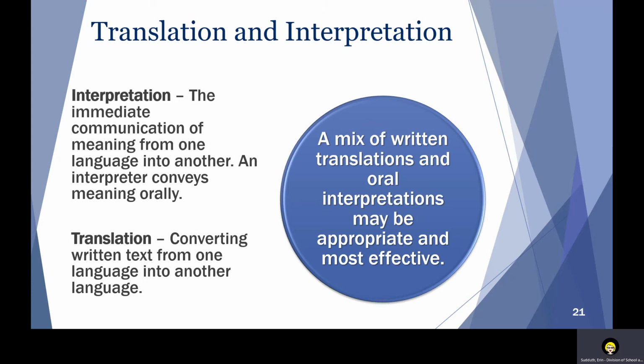Interpretation refers to the immediate communication of meaning from one language into another. An interpreter conveys meaning orally. Translation refers to converting written text from one language into another language. Remember that a mix of written translation and oral interpretation may be appropriate and, in fact, the most effective means for communicating with parents.